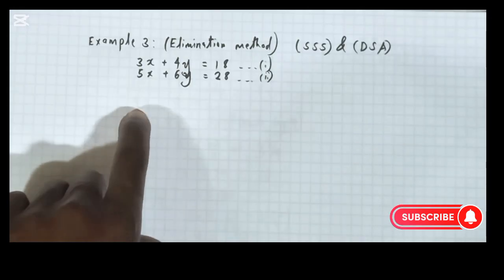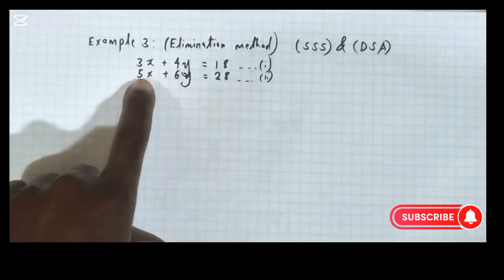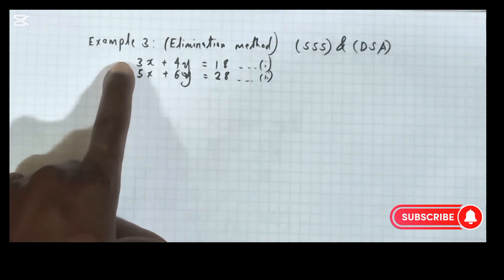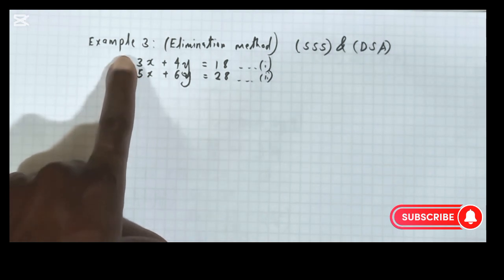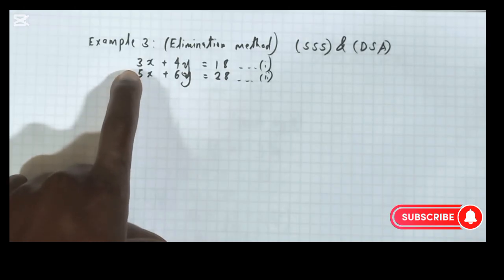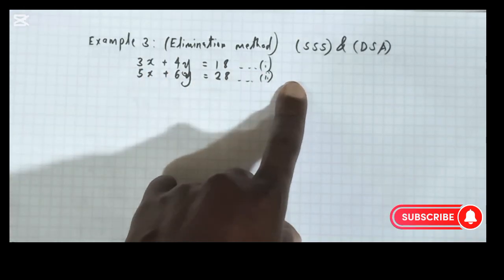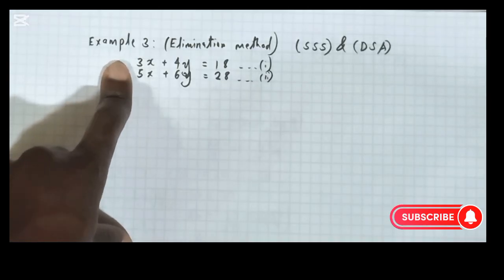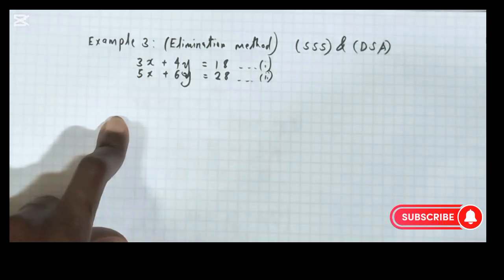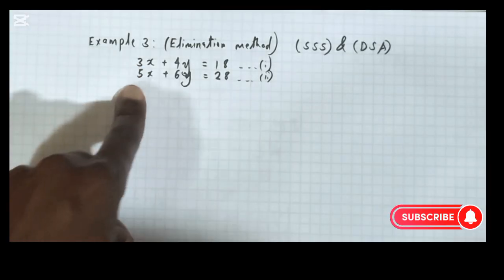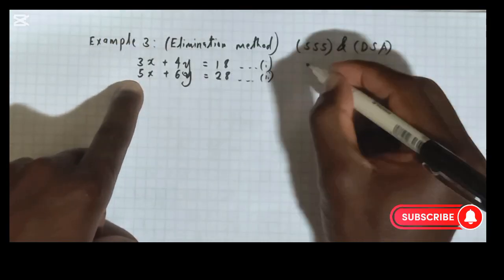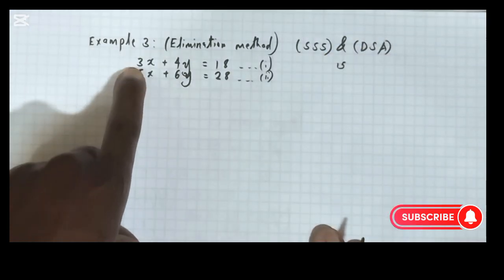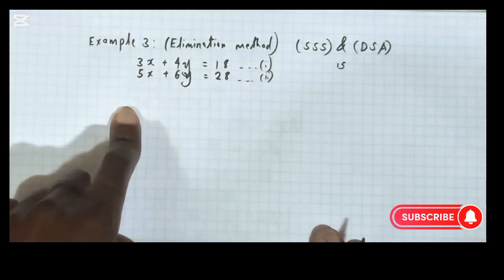So what I mean is, because we are focusing on eliminating x, we are going to find the LCM of 3 and 5, and then rewrite the simultaneous equations using the quotients of dividing the LCM by the current coefficients. The LCM of 3 and 5 happens to be 15. I'm just going to write it somewhere on the side there.